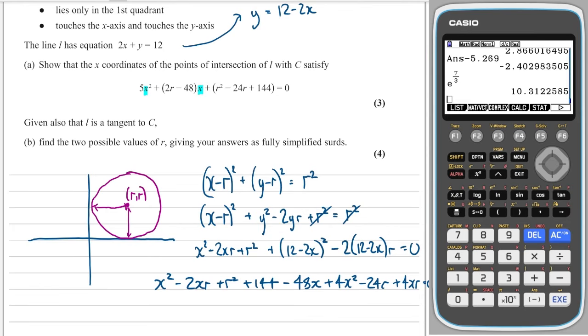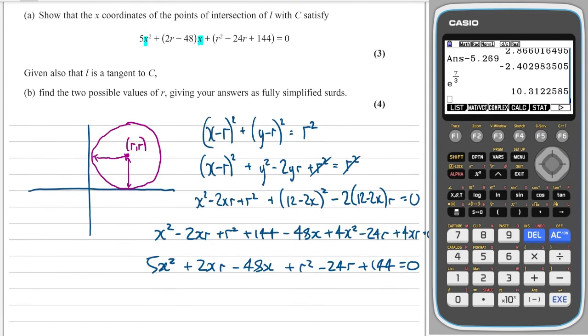Okay, how many x squareds have we got? We've got 5x squareds. How many x's have we got? We have minus 2r plus 4r is plus 2xr. We've also got minus 48x. And then the constants, we have an r squared, we have a minus 24r, and we have a plus 144. And that is pretty much what we need. The only thing we need to do is factorize this bit here, where I can take out an x to give me 2r minus 48, which is as required. Yes, fantastic, that is good.